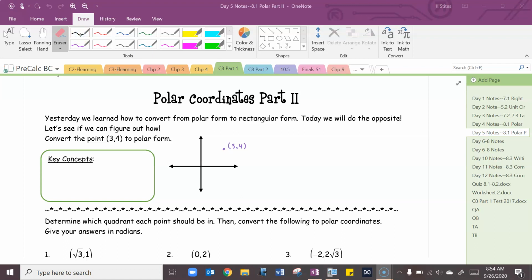Hello Pre-Calc PC. Today we are talking about polar coordinates part 2. Yesterday we learned how to convert from polar form to rectangular form, but today we're going to do the opposite. So we're going to move from rectangular to polar, which is a bit more complicated. So let's take a look.